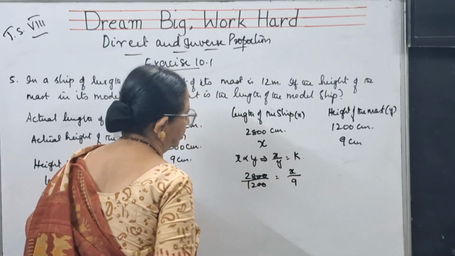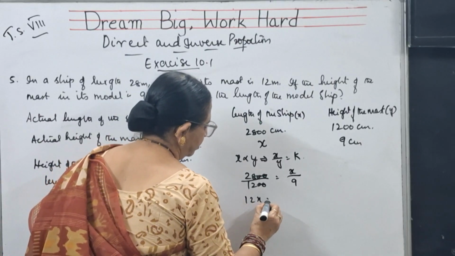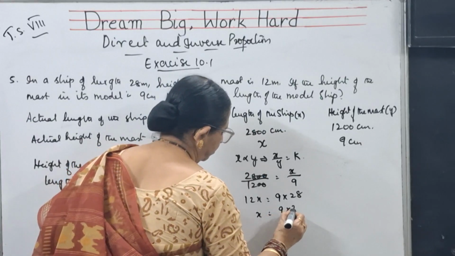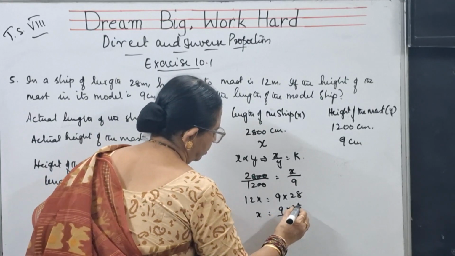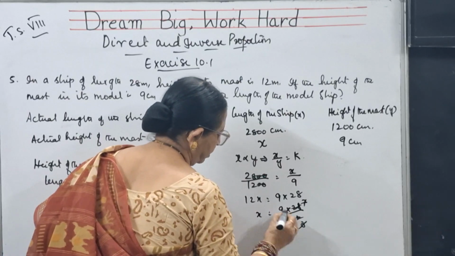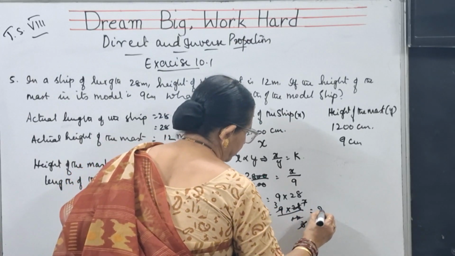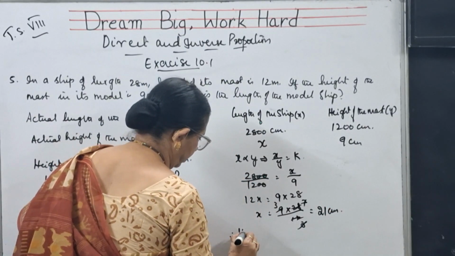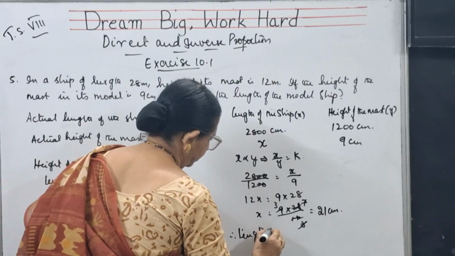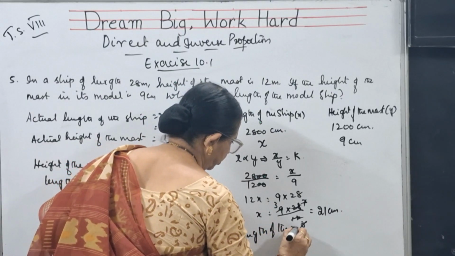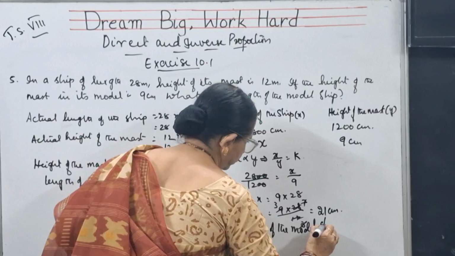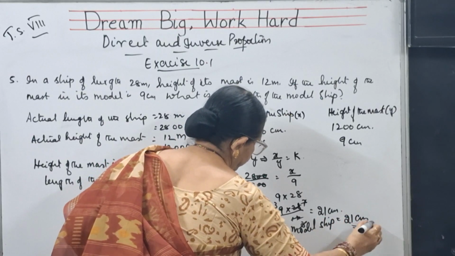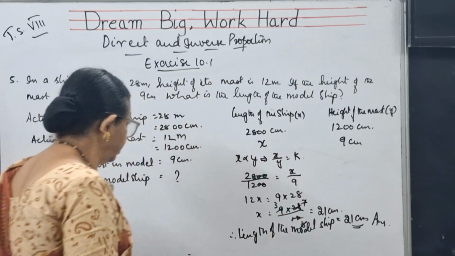So two zeros will get cancelled. 12x is equal to 9 into 28. x is equal to 9 into 28 by 12. 4 threes are 12, 4 sevens are 28, 3 ones are 3, 3 threes are 9, that is 21 centimeters. Therefore, the length of the model ship is equal to 21 centimeters. This is the answer for this problem, children.